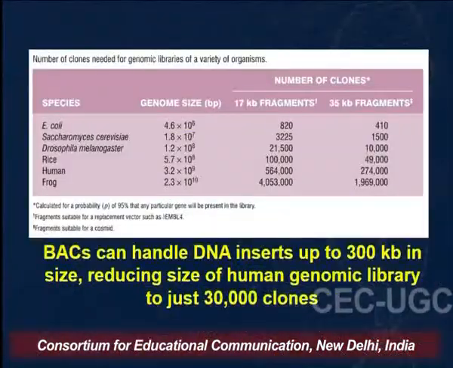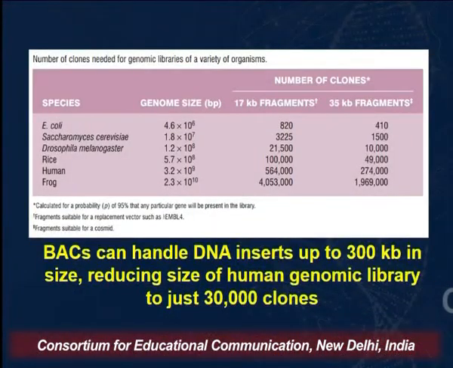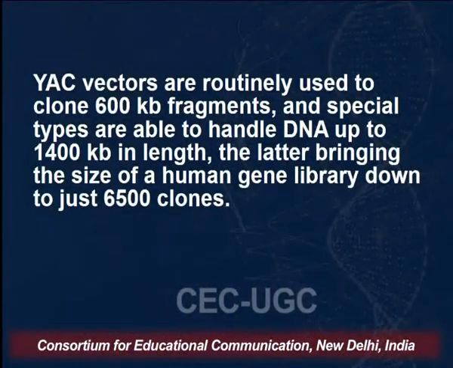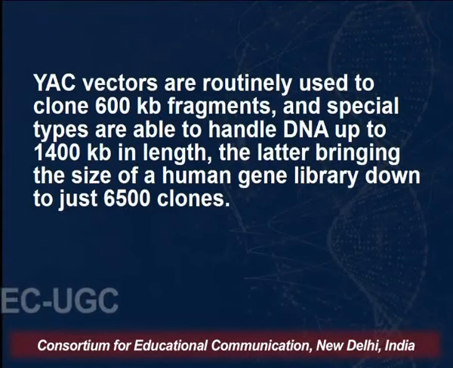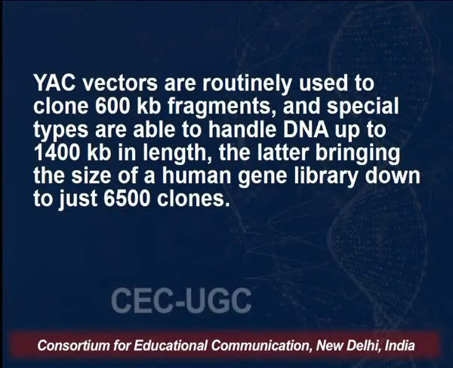So BACs, for example, can handle DNA inserts up to 300 kb in size, reducing the size of the human genomic library to just 30,000 clones. So from 200,000 clones, you just require 30,000 clones. Even more than that, YAC vectors, which are yeast artificial chromosomes, are routinely used to clone 600 kb fragments, and special types are able to handle DNA up to 1400 kb in length.